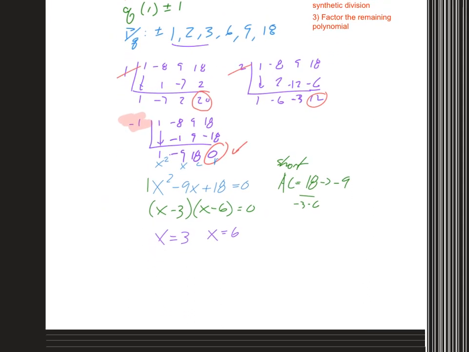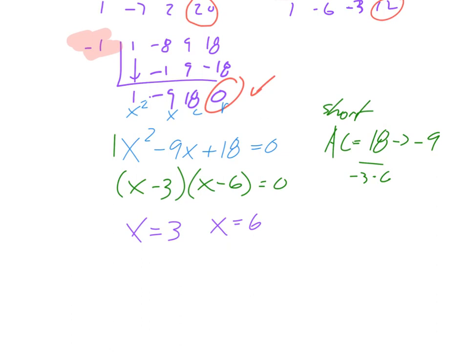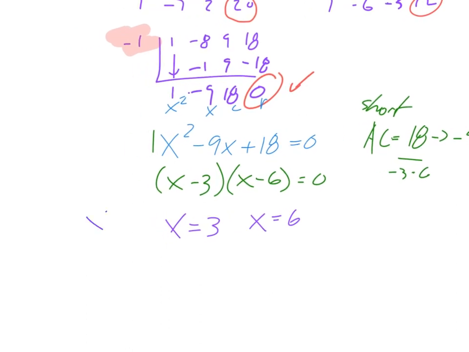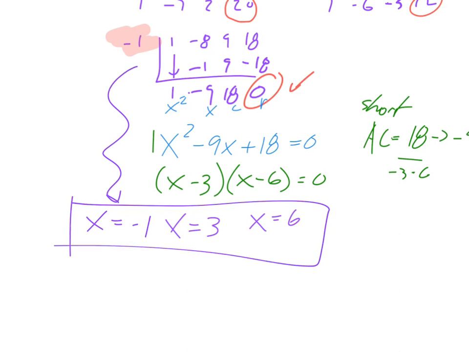Okay, so you will need to write down every answer today. So you got to bring down that original one that you found. So x equals negative 1, because remember, I didn't give you any information. I didn't say find the other answers. I said find all of them. So you need to tell me what every answer is.